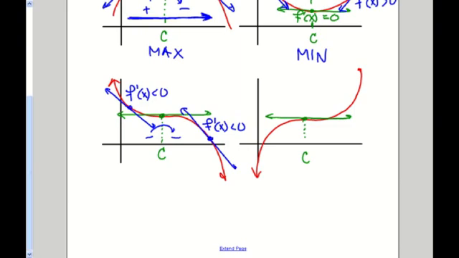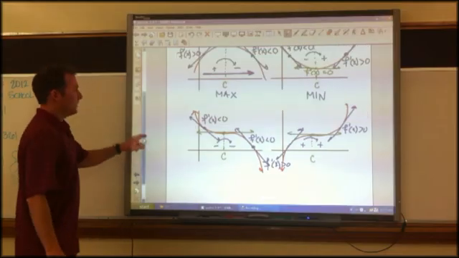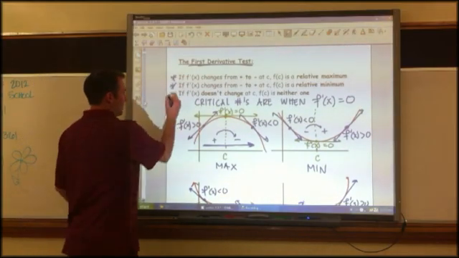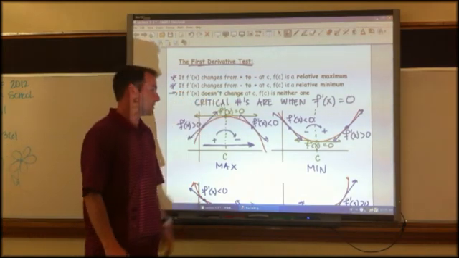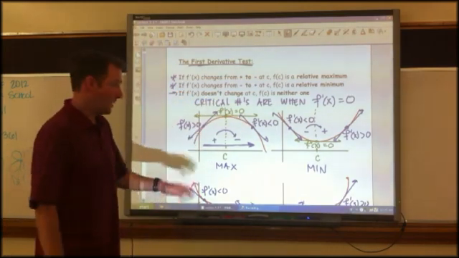Same thing over here. Let's do this one real quick. Two tangent lines, both of them are positive. So at c, we're going from positive to positive. As we go across c, there is no change. So it's neither one. It's not a maximum or a minimum. That's what's being addressed here by this last one. If f prime of x doesn't change at c, then f of c is neither one. It's not a maximum or a minimum.